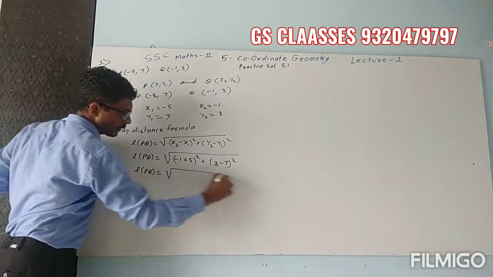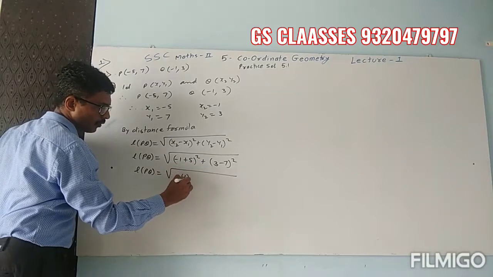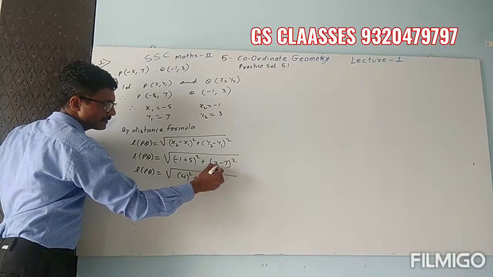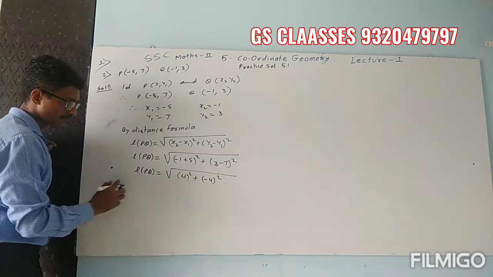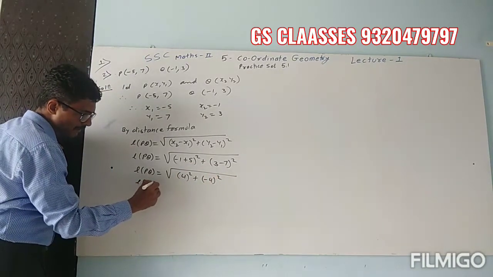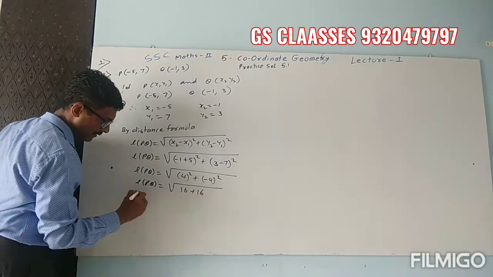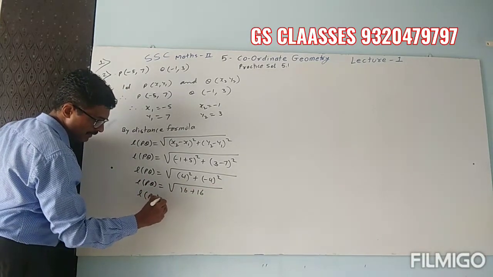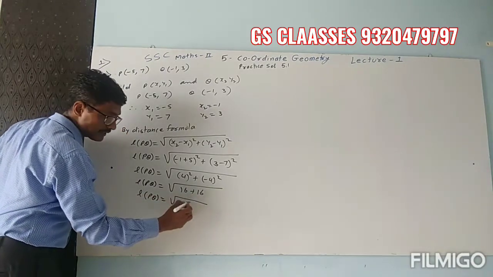Length PQ is the square root of (-1 plus 5, which is what? 4) the whole square plus (3 minus 7, which is what? -4) the square. Length PQ is going to be the square root of 16 plus 16, which becomes 32.